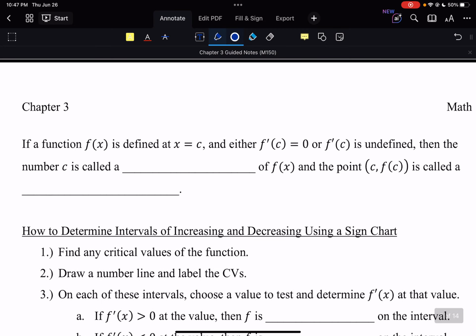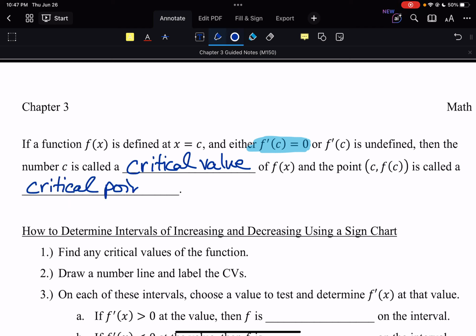So if a function f of x is defined at x equals c, and either f prime of c equals 0 or f prime of c is undefined, then the number c is called a critical value of f of x. And the point c comma f of c is called a critical point.